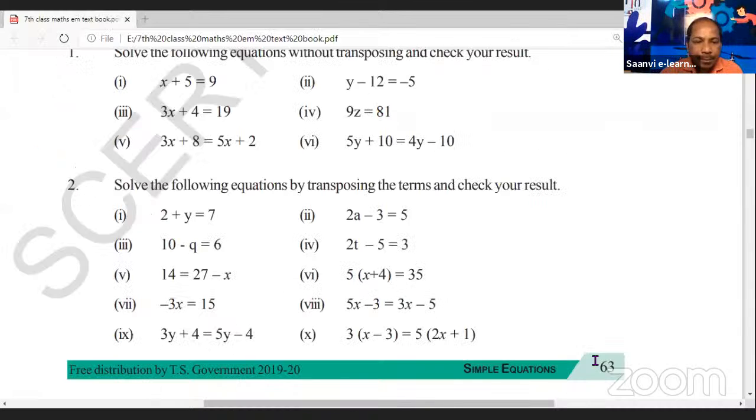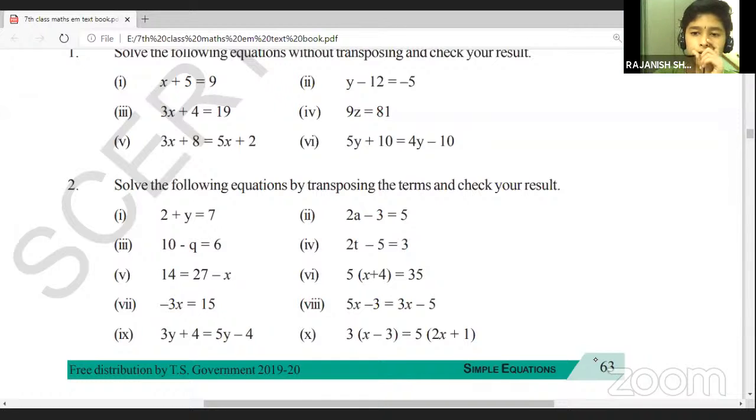Okay, children, now see this 8th problem and 9th problem. Both are similar problems. Tell me, which problem shall I explain? Which problem will you do? Sir, you explain the 8th problem and we will do the 9th. Okay, I will explain the 8th problem and you do the 9th problem, same as it is.